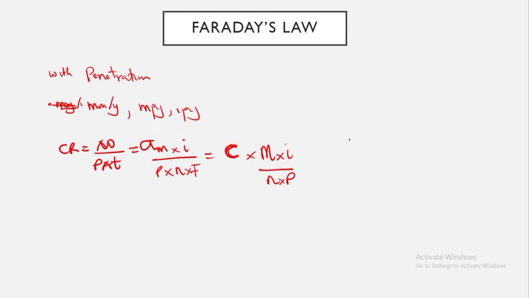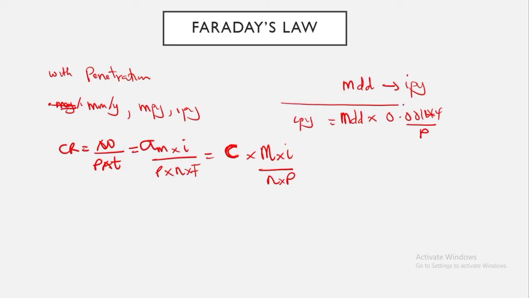Now sometimes they can ask us to convert MDD. You solve it in MDD and they say to change it to IPY, inch per year. In that case, you're going to multiply the MDD times 0.00144 all over density to change it to IPY. Let's take note of this.